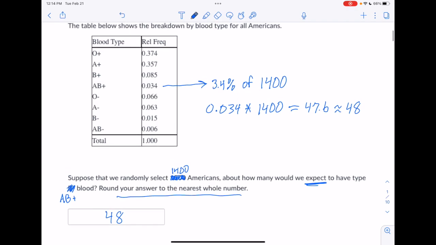Common mistake, sometimes people will take the 0.034 and make it 34%, just thinking they need to move the decimal to the end. Notice we didn't even really need to go to a percentage. You can just take that relative frequency right away and multiply it by 1,400, but I wanted you to kind of hear it in words.